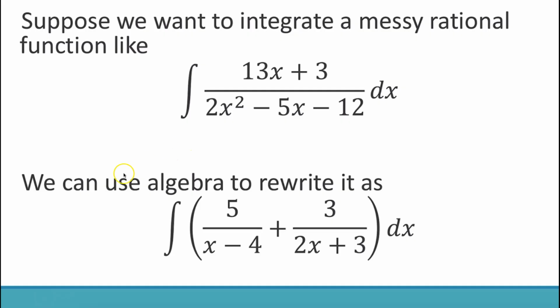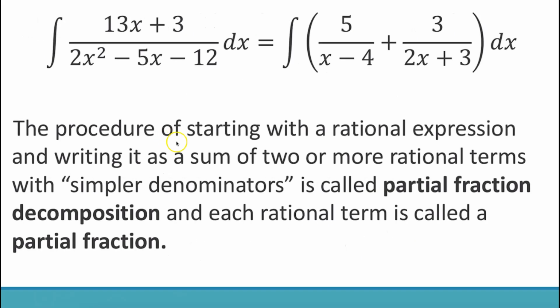We do want to factor, because we can use algebra to rewrite the integrand as two separate rational functions. So we would factor the denominator, and each of those factors is going to become the denominator of its own separate rational expression that is nicer and easier to integrate. The procedure I'm describing, of starting with a rational expression and writing it as a sum of two or more rational terms with simpler denominators, is called partial fraction decomposition. And each of those rational terms is called a partial fraction.